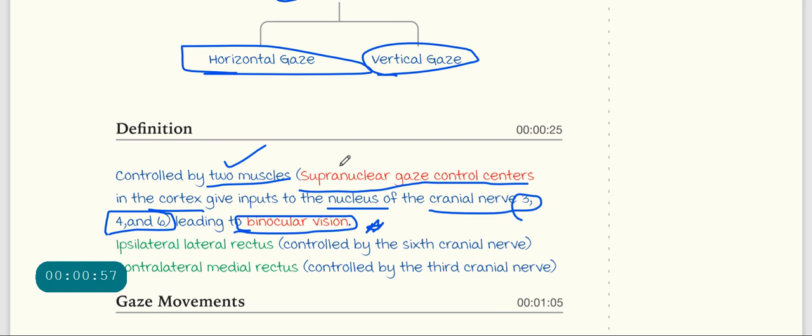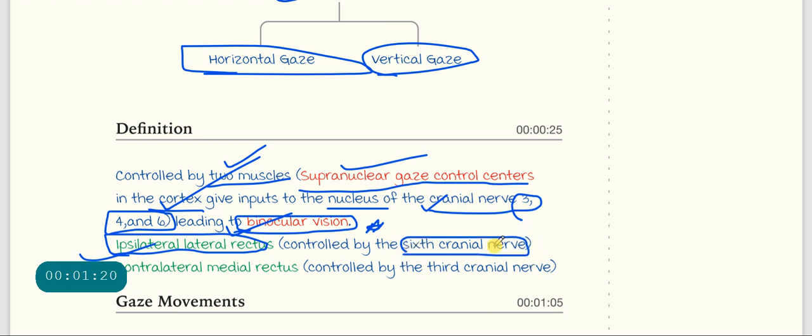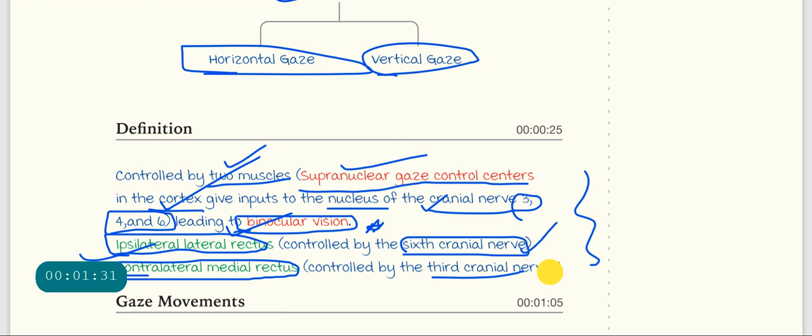Okay, and the supranuclear gaze control center, which is in the cortex, gives input to the nucleus of the cranial nerve 3, 4 and 6, which leads to binocular vision. Okay, now ipsilateral lateral rectus is controlled by the sixth cranial nerve. Contralateral medial rectus is controlled by the third cranial nerve. So basically we have studied these all in the further subtopics in the previous videos.